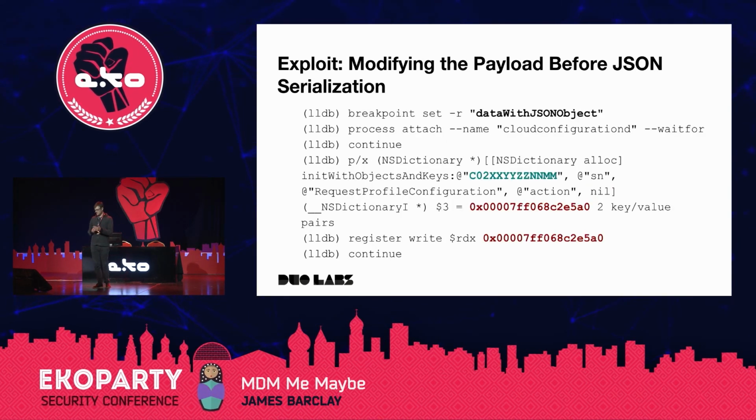So as you'll see in this listing, we set the breakpoint for the regex data with JSON object, wait for Cloud Configuration D to attach, continue the execution, and then we create a new NS dictionary object in memory containing the payload that gets sent to the Mac profile endpoint. So an arbitrary serial number, and then we just update the register to point to that NS dictionary.